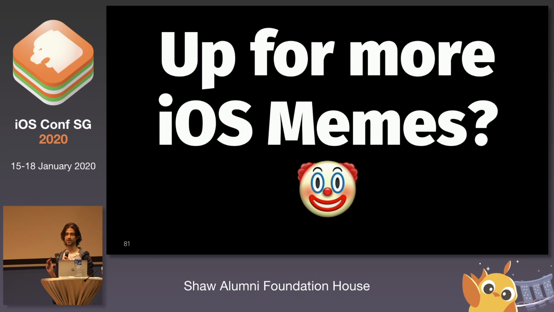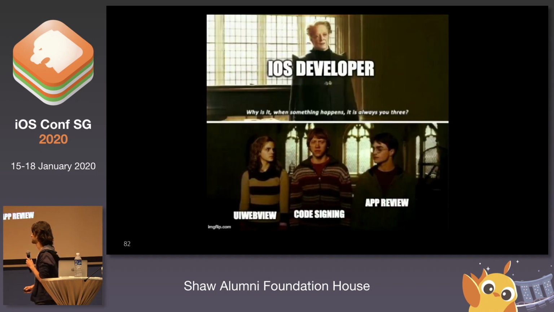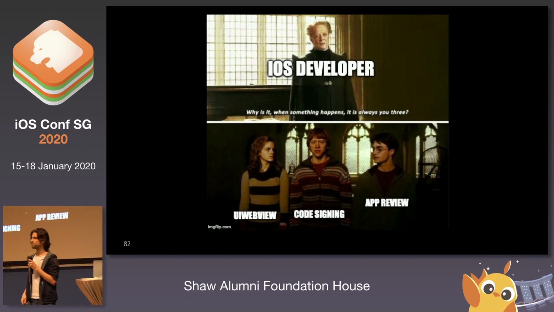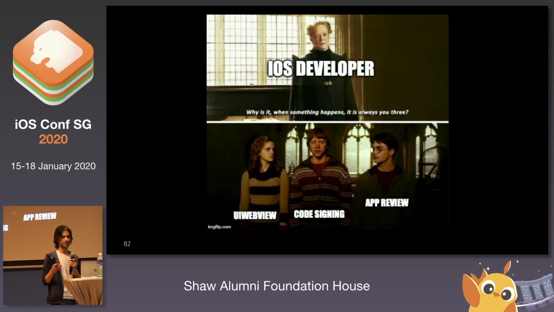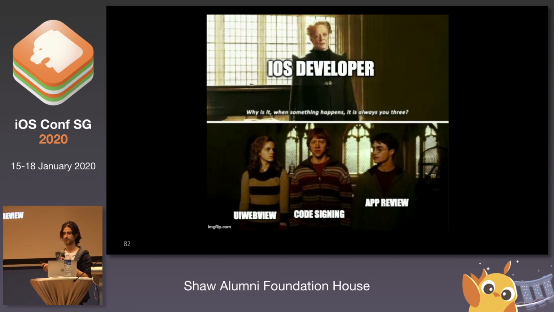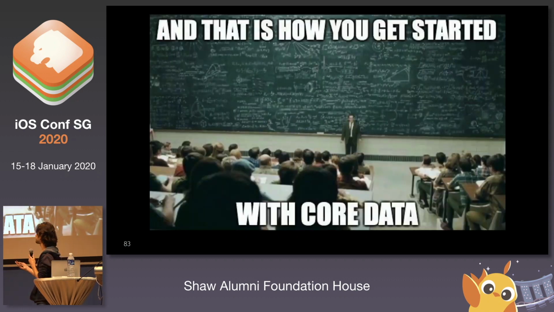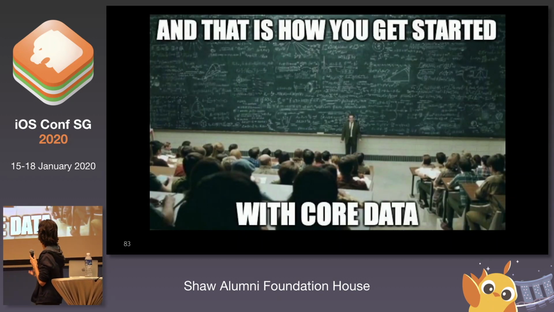There are things that annoy us on iOS, but as with any language, there are what you could call the usual suspects. And it's, of course, UIWebView, code signing, and the app review team. And speaking of things that annoy us or make us feel a little bit uncomfortable, how do you feel when Apple says that Core Data is the easiest way to store data in an iOS app?